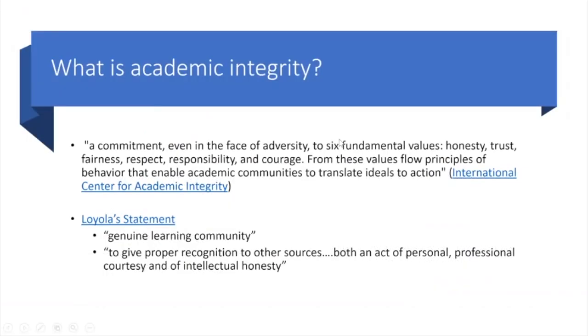In the next slide, I'll talk a little bit about academic integrity. Before we jump into specific examples of assignments that promote academic integrity, let's first take a minute to establish a definition of academic integrity. According to the International Center for Academic Integrity, it is a commitment, even in the face of adversity, to 6 fundamental values: honesty, trust, fairness, respect, responsibility, and courage. From these values flow principles of behavior that enable academic communities to translate ideals to action. Adhering to the values and policies that flow from these values is a shared responsibility among students and educators.